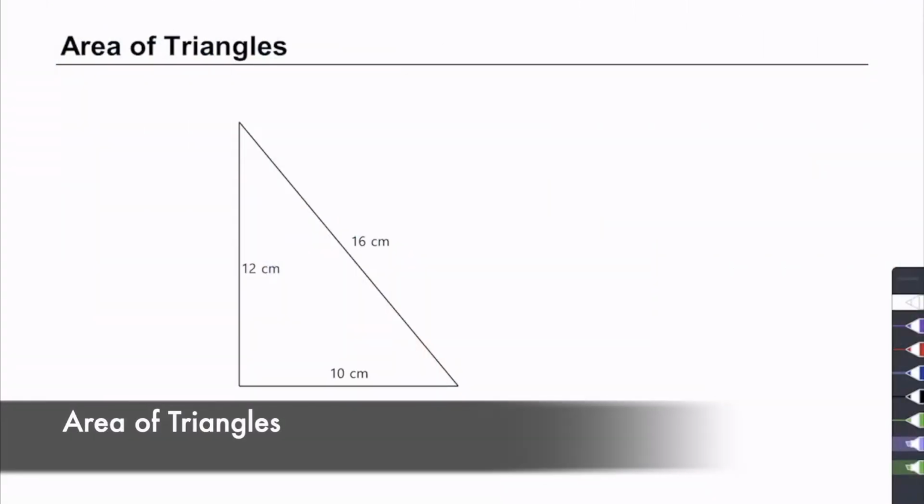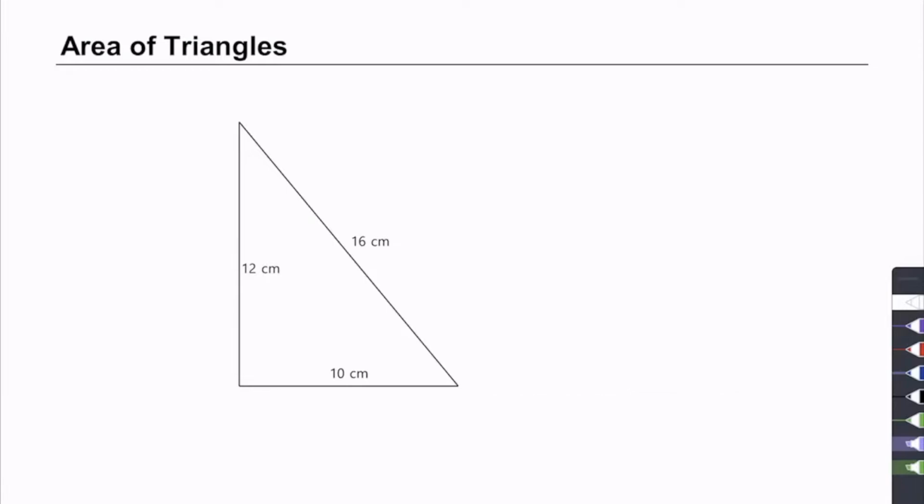Areas of triangles. So to find the area of a triangle, you need to use a formula, which is the area is a half times the base times the height. We generally write this as a half BH. So that's the formula that you need to remember.